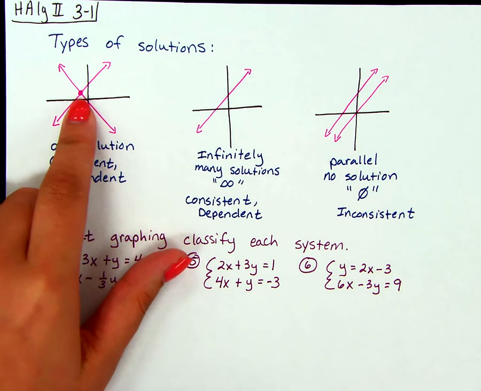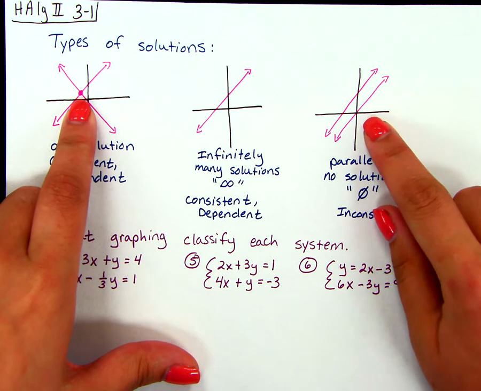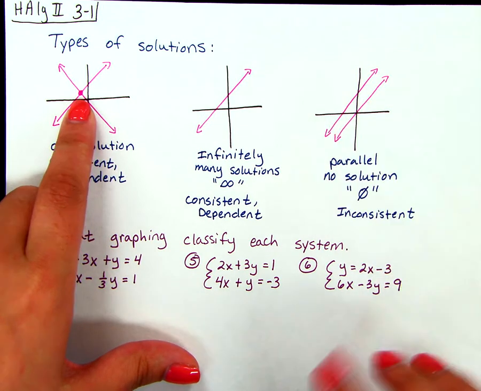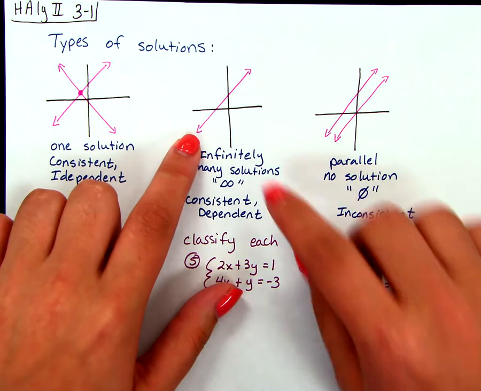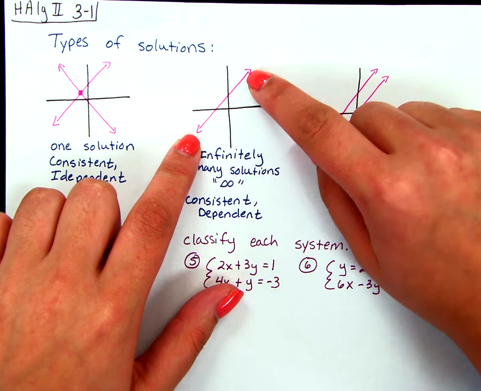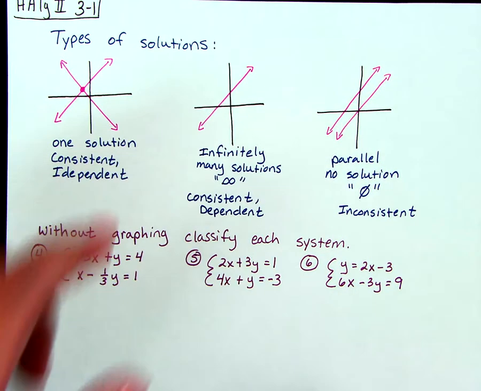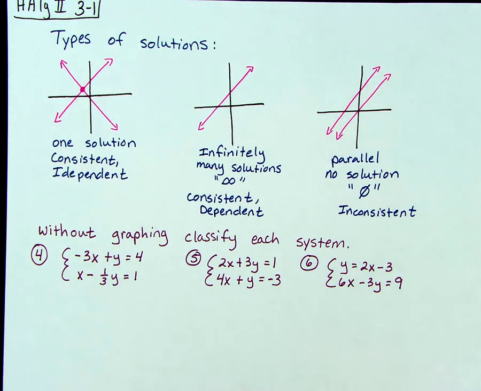We can have one solution where they intersect. We can have no solution where our lines are parallel to each other. Or we can have infinitely many solutions because we would have this line, and then right on top of it, we would graph our second line. Now, each of those has its own vocab term.